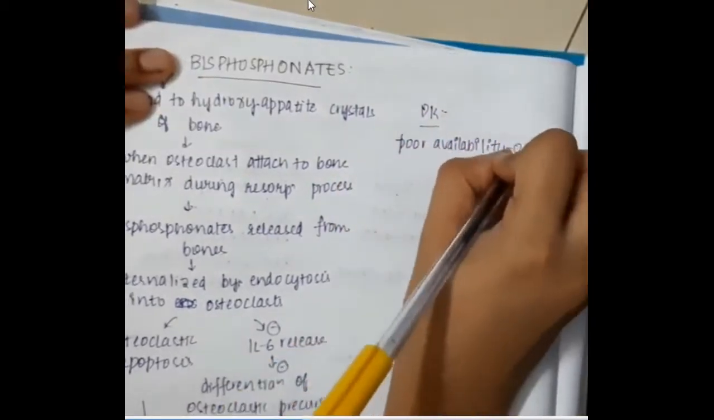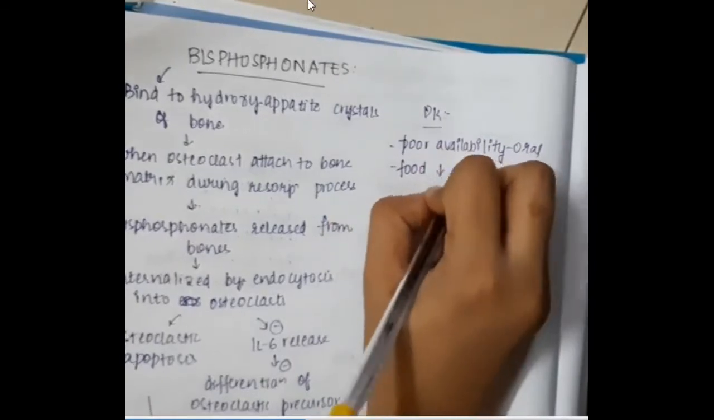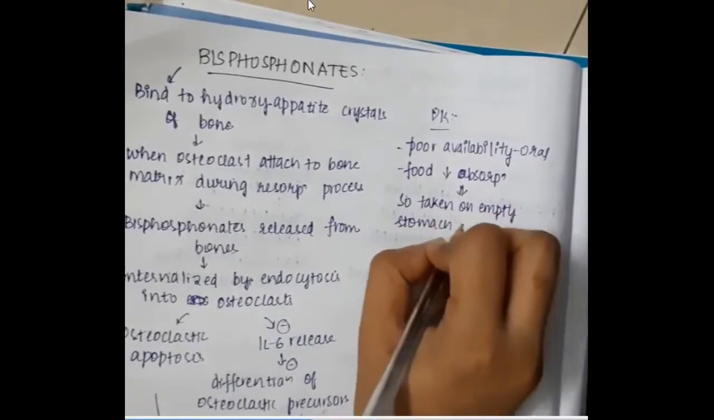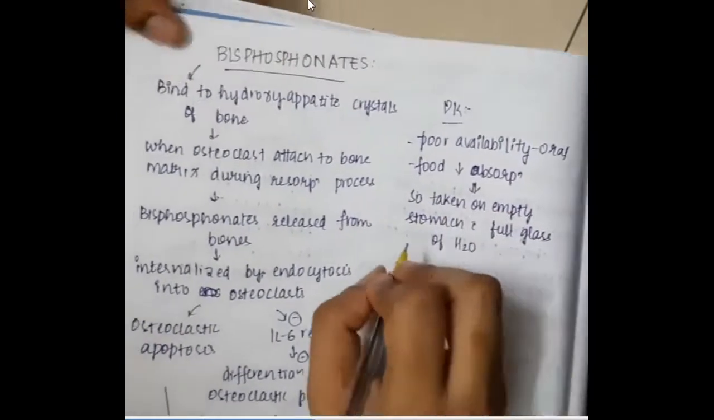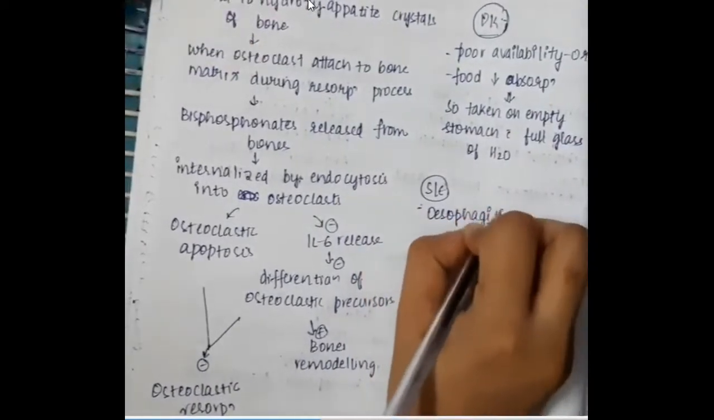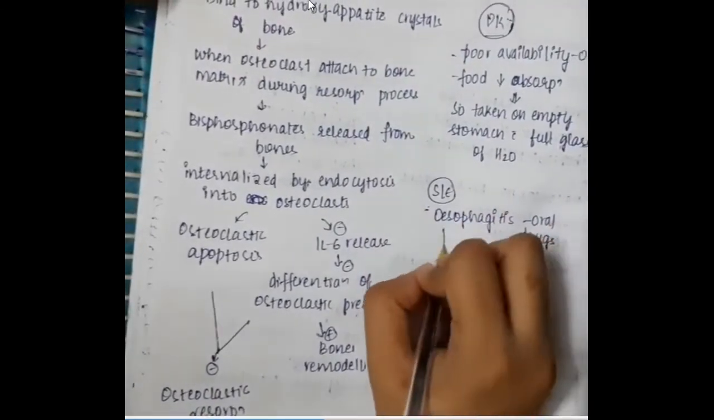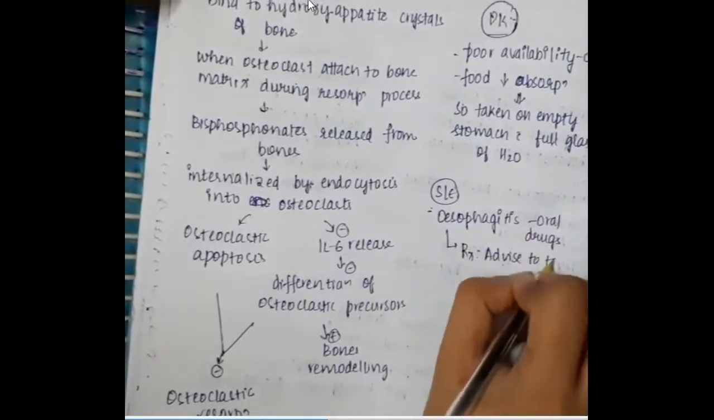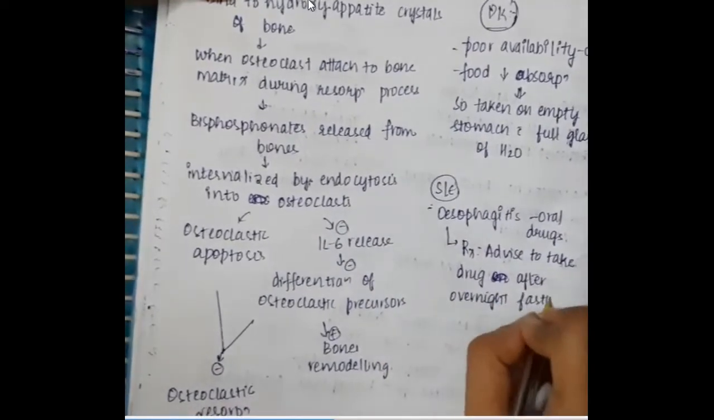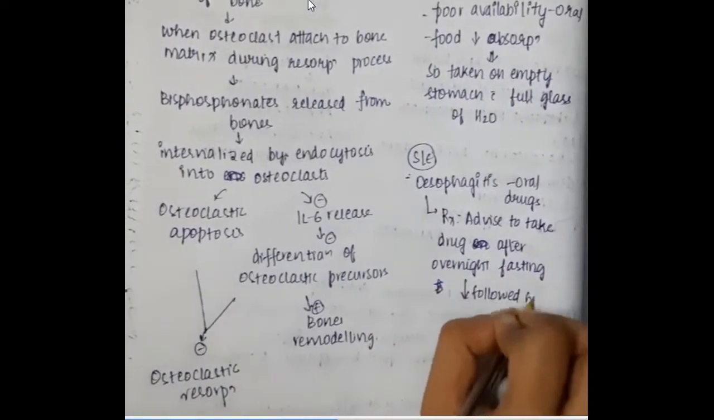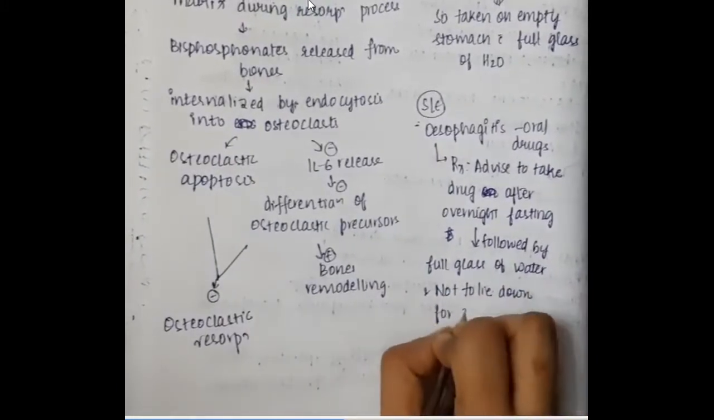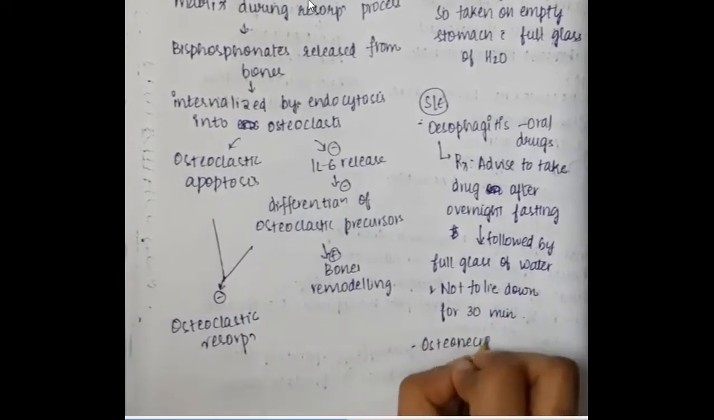Now we will see pharmacokinetics. They have poor oral bioavailability and food decreases absorption. So, we have to take these bisphosphonates only on an empty stomach with a full glass of water. Side effects are that bisphosphonates can cause esophagitis, especially with oral drugs. So, we advise taking the drug after overnight fasting, followed by a full glass of water, and you should ask the person not to lie down for 30 minutes.